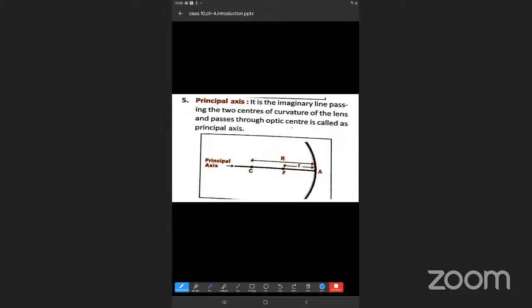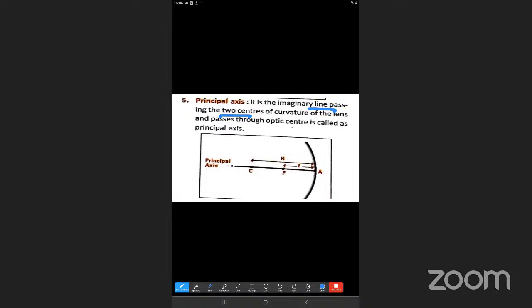And next, principal axis. The principal axis is the imaginary line passing through the centers of curvature of the lens and through the optical center. Here, this is the principal axis. This is an imaginary line. It passes through the center of curvature and the pole.